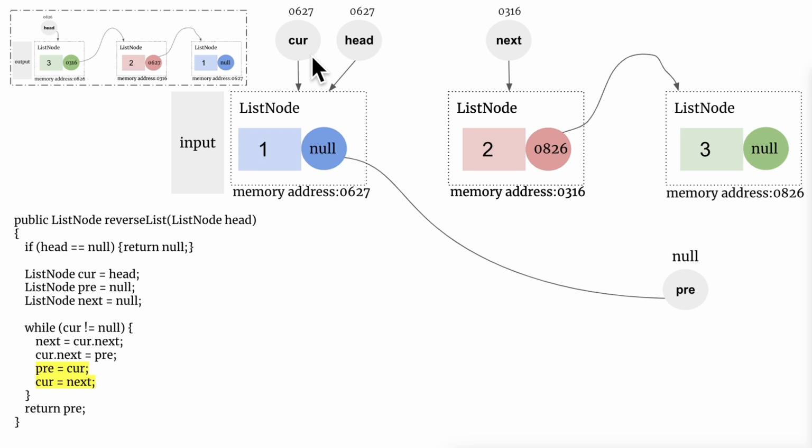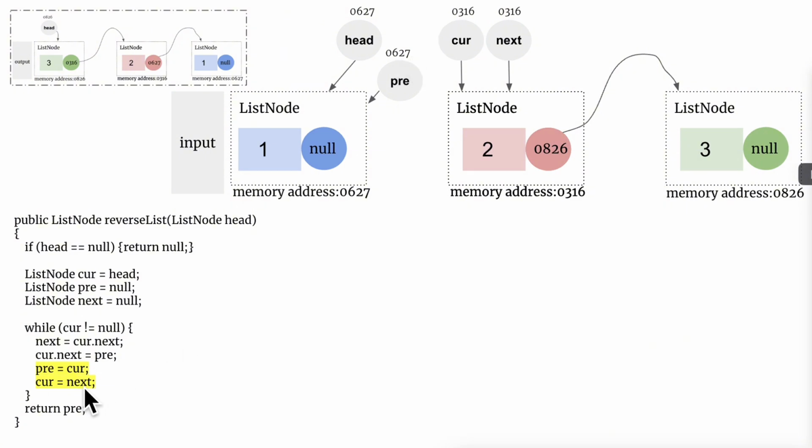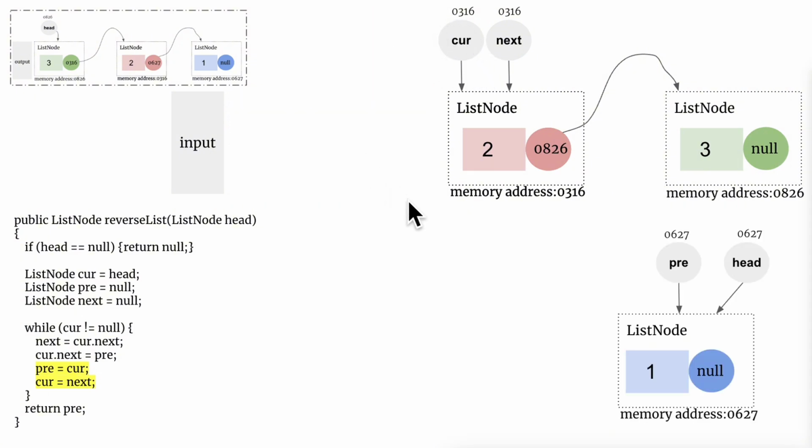Pointer cur is used to iterate through the nodes of the linked list. Before pointer cur moves to the next node, pointer pre would copy its reference, which is 0627, and pointer cur gets a copy of pointer next, which is 0316, successfully moving to the next node. I will put node 1 here to make it clearer. We will continue this while iteration.